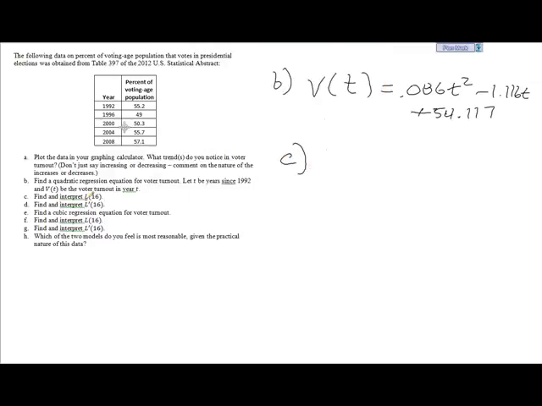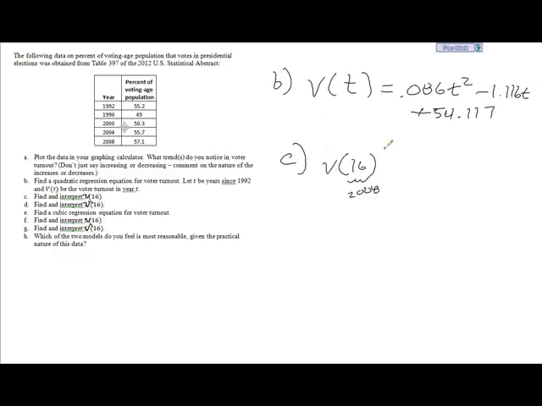Excuse me, should read v of 16. These should be v's here. So v of 16, v of 16, v prime of 16. And v of 16, well, that's going to be the voter turnout in the year 2008. So this is the year 2008.